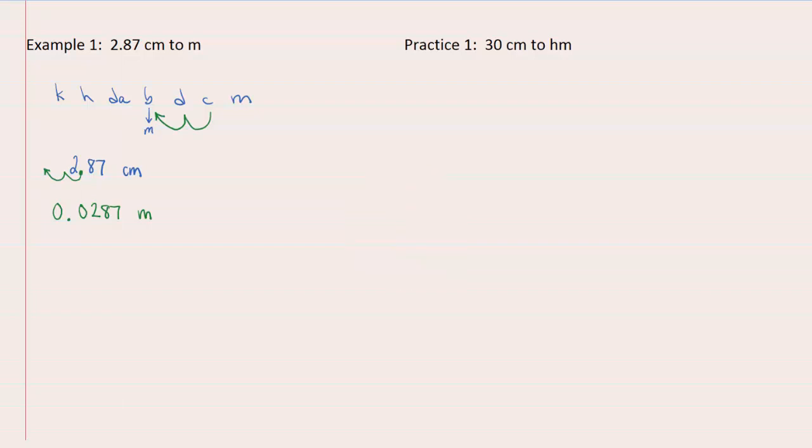Now, I will work out practice problem 1 for you on the screen. Let's start out by writing our prefixes. Now, let's determine where the hectometers are. Remember, H symbolizes hecto. Hecto is where we are trying to get to, and we started at centi. Let's see how many places that is. 1, 2, 3, 4. We will be needing to move our decimal 4 places towards the left.